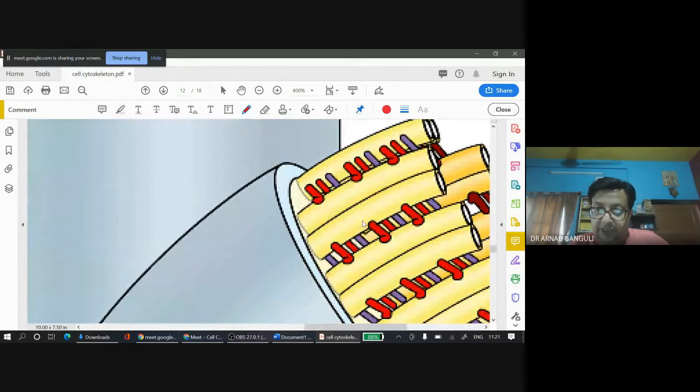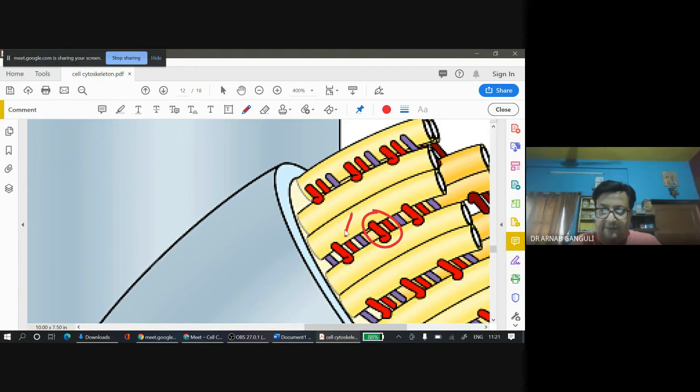So in between these microtubules, you see there are these little arms, dynein arms. What they do is they slide, they exert pressure. So when it moves, there is a pressure. So this twists and turns.